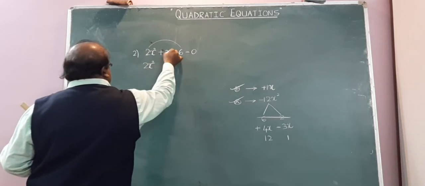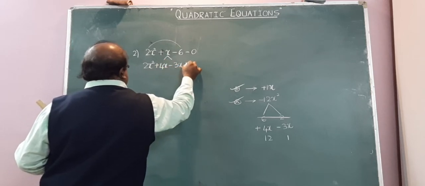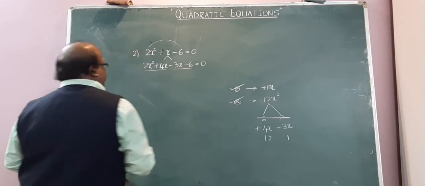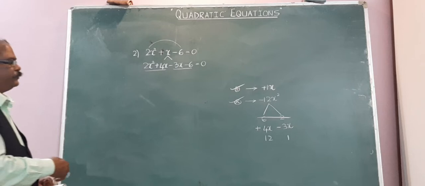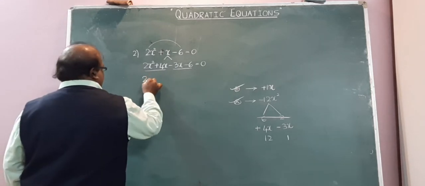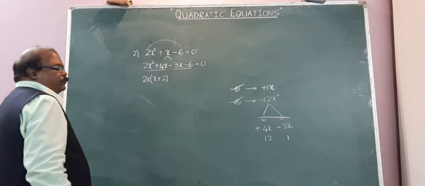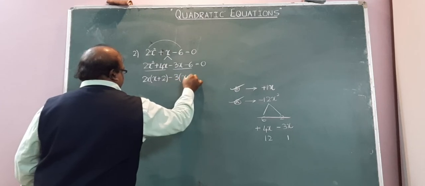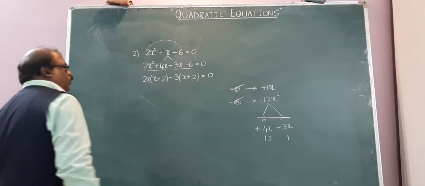So let me write, instead of plus x, plus 4x minus 3x minus 6 is equal to 0. Tell me the factors. 2x, x plus 2, minus 3, x plus 2 is equal to 0.